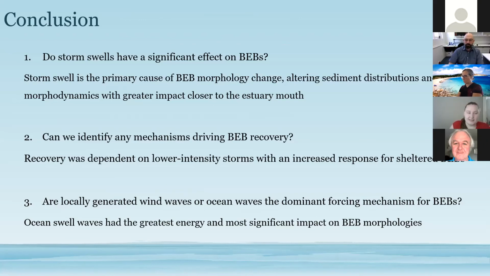Looking at our second question, can we identify any mechanisms driving BEB recovery? Recovery was found to be dependent on lower intensity storms transporting sediment from the nearshore to the shoreline, as well as cross-shore transport, with an increased response seen for sheltered BEBs. And finally, are locally generated wind waves or ocean waves the dominant forcing mechanism for beaches and estuaries and bays? We found that ocean swell waves were determined to be the dominant forcing mechanism, as these waves had the greatest energy and most significant impact on BEB morphologies.